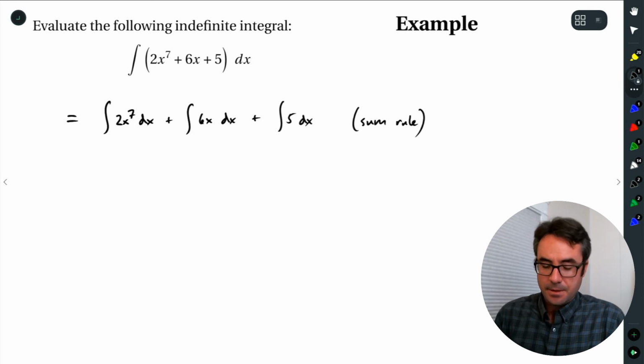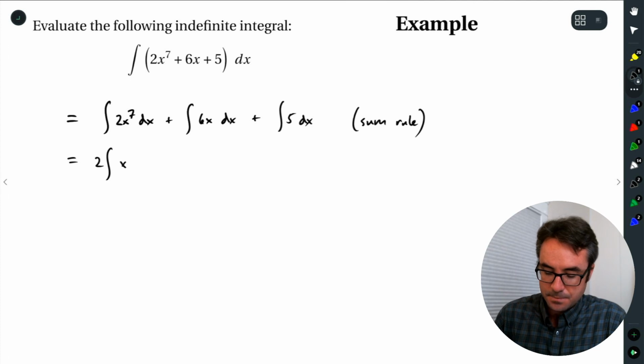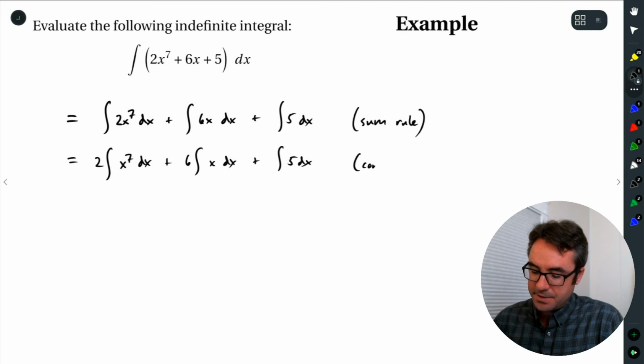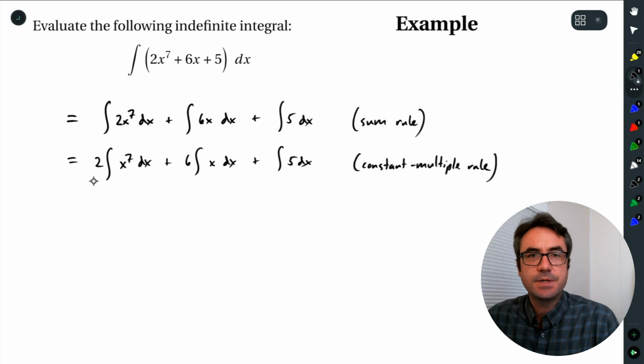Okay. Then we can use our constant multiple rule. So we can take the 2 out in front. We can take the 6 out in front. If we wanted to, we could bring the 5 out in front and there would be just a 1 left over here, but I think it's easier just to leave the 5 there. And so what we've done here is the constant multiple rule. For all of those pieces where we had a constant multiple in front, we're able to bring those out in front of the integration.